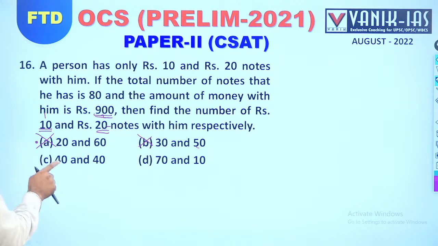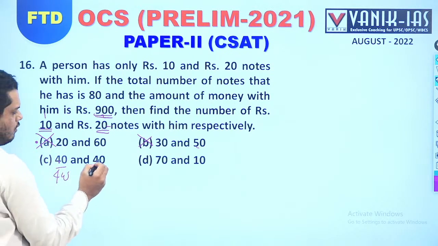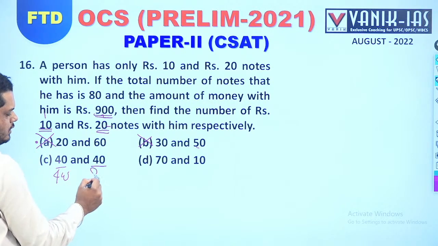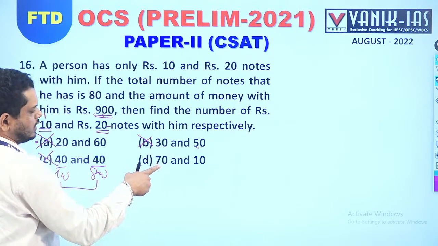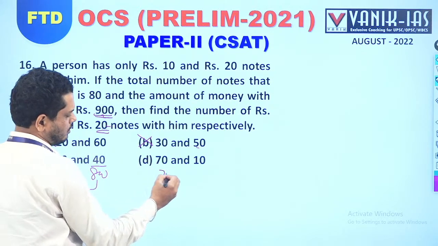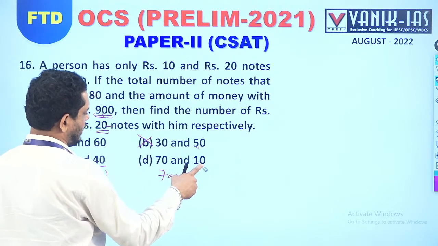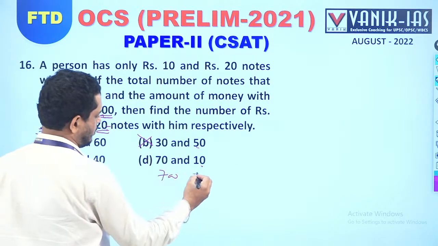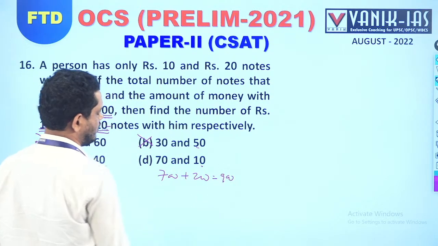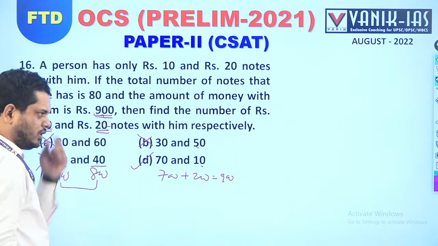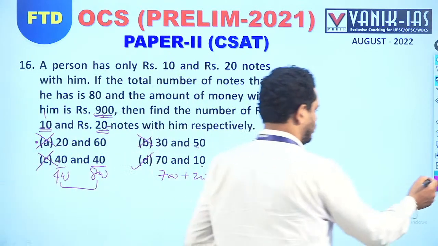40 and 10, it becomes 400. 40 and 20, it becomes 800. Total sum is not 900, that's why this is cancelled. And here it is, you can check. This one is 700, and this 10 into 20, it becomes 200, and the total sum is 900. Here it is the answer.